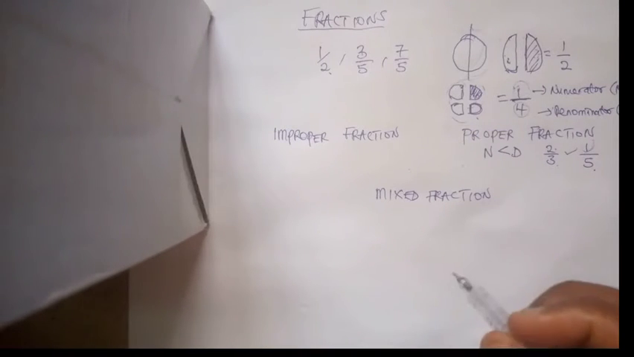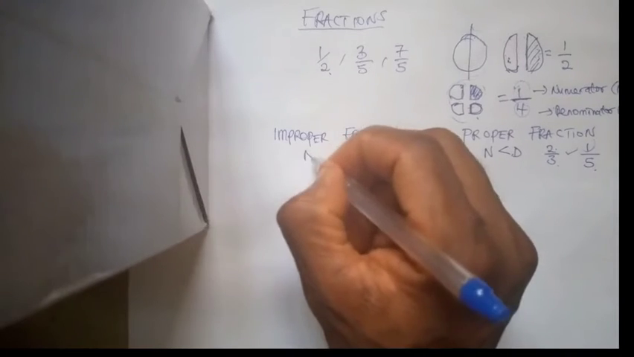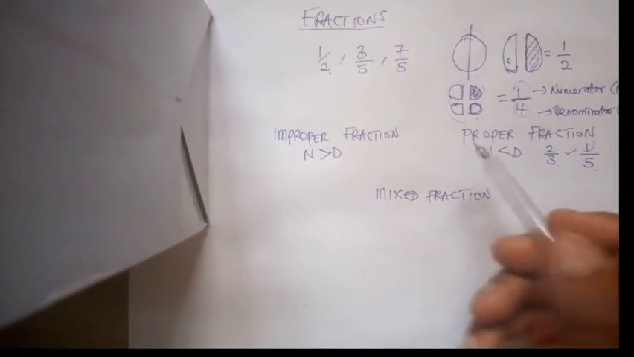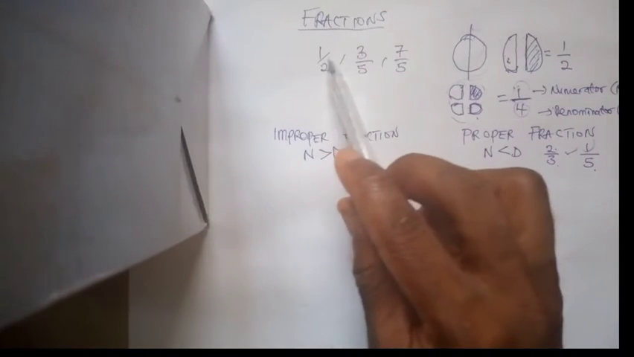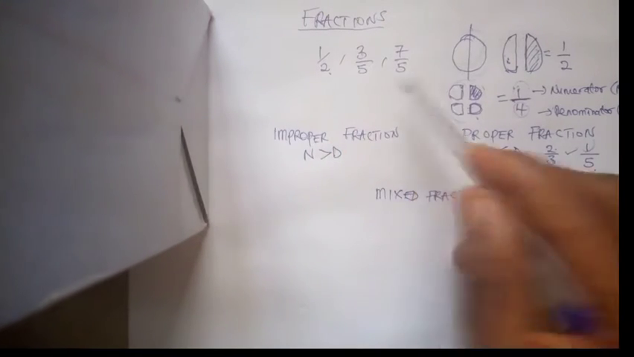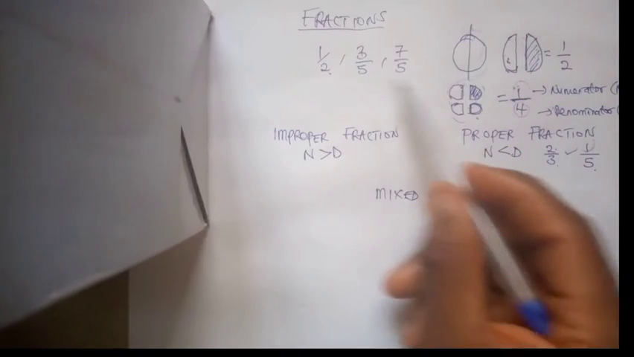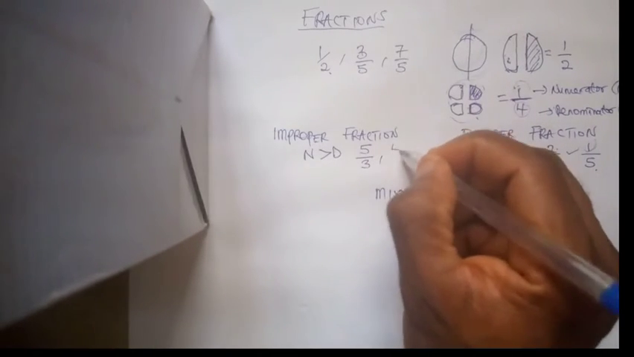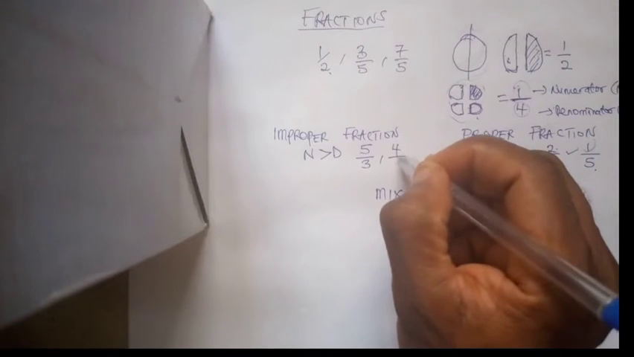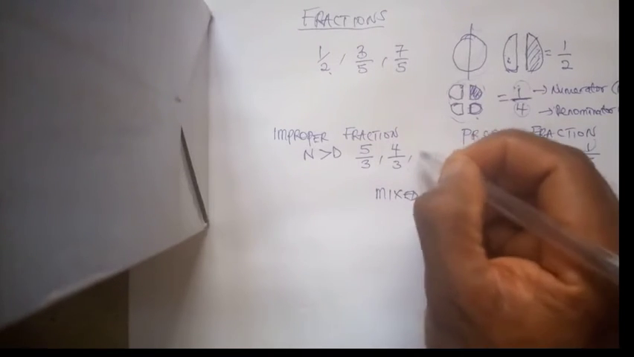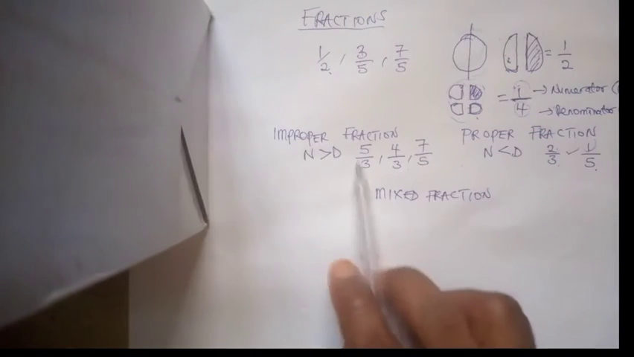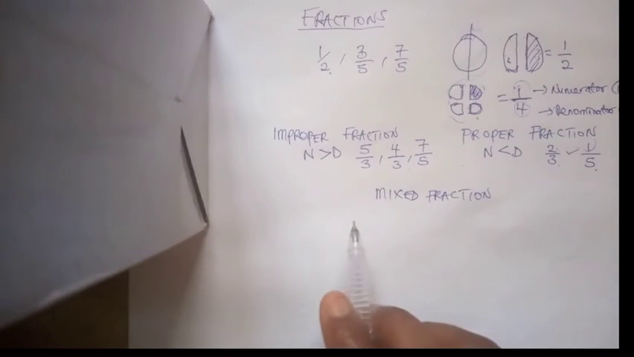But in the case of improper fraction, the numerator is actually greater than the denominator. The values for the top part are much higher than what you have for the bottom part. So cases like 5 all over 3, 4 all over 3, not necessarily 7 over 5, and it goes on and on. All these are referred to as improper fractions.